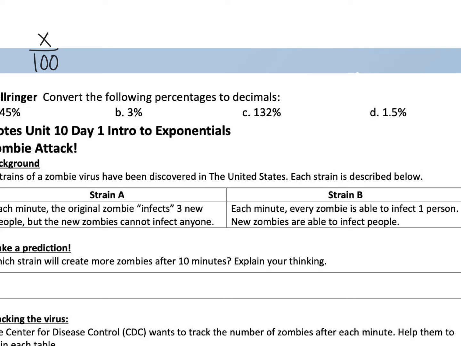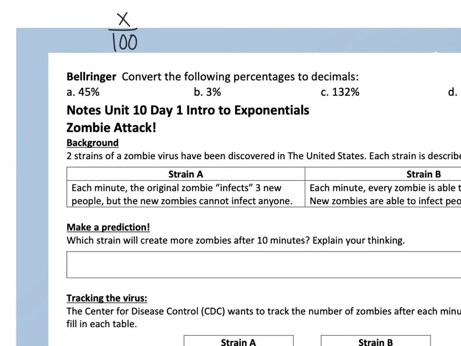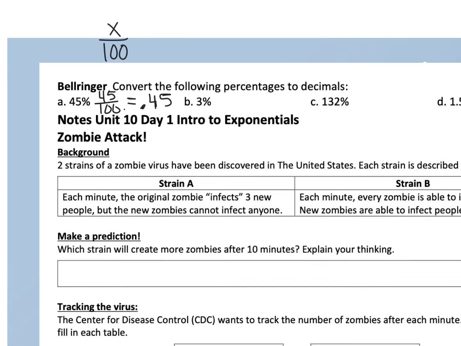So percent means out of 100. You could do a couple of things to change from a percent to a decimal. We could do, in our calculator, 45 over 100 with a decimal. And if you do that, it's going to tell you 0.45. That is one way you could do this.